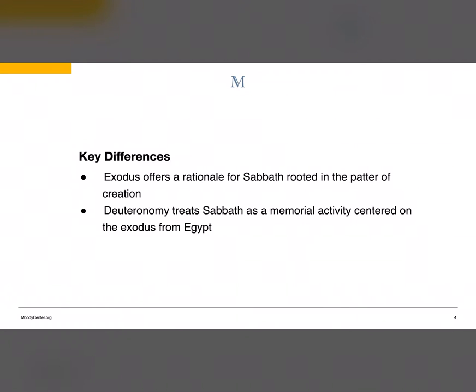Exodus 20:8 through 11 highlights the pattern of creation. Israel is to keep the Sabbath because in doing so, they demonstrate their adherence to God's order, as well as proclaiming the continuity between the God of creation and the God of Israel. He is one and the same.